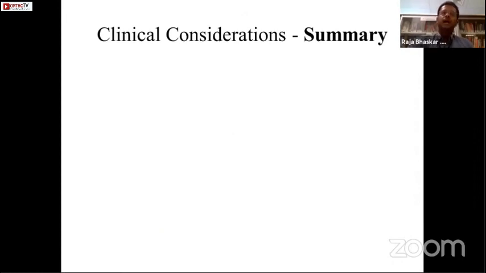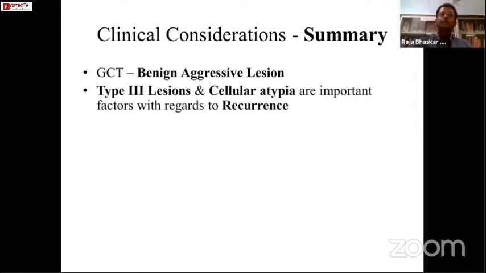So I would like to summarize my clinical considerations. GCT is a benign but an aggressive lesion, and clinicians need to be mindful that type 3 lesions in the Campanacci classification, where there is a soft tissue break and a soft tissue extension, and with cellular atypia seen on the histological slides, are important factors with regard to recurrence. There is a higher chance of recurrence with these.